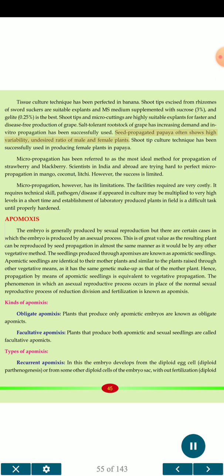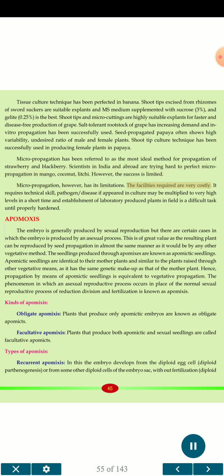Seed-propagated papaya often shows high variability and an undesired ratio of male and female plants. Shoot tip culture technique has been successfully used in producing female plants in papaya. Micropropagation has been referred to as the most ideal method for propagation of strawberry and blackberry. Scientists in India and abroad are trying hard to perfect micropropagation in mango, coconut, and lychee. However, the success is limited.